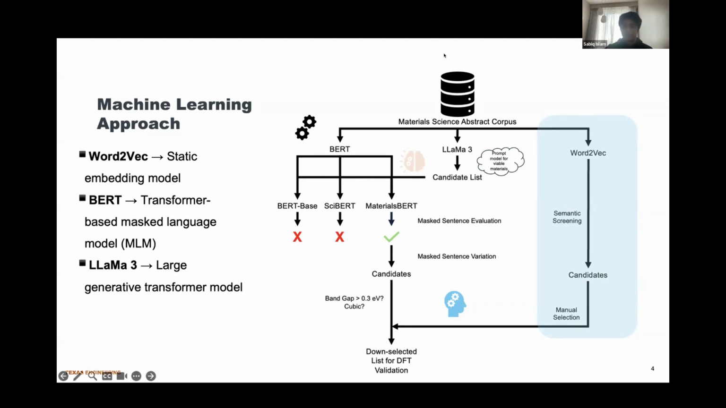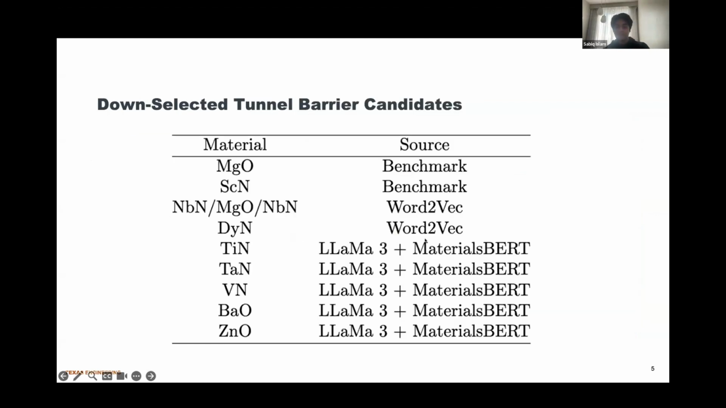So after curating a list from both of our approaches, just Word2Vec and Materials BERT coupled with Llama 3, we then used human-in-the-loop down selection to further reduce our list based on features such as having a band gap above 0.3 eV or whether it's cubic. And then we got our list ready for DFT evaluation. So our main candidates are such.